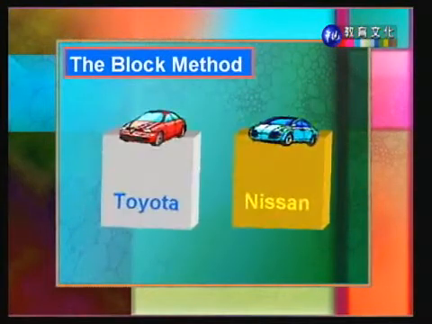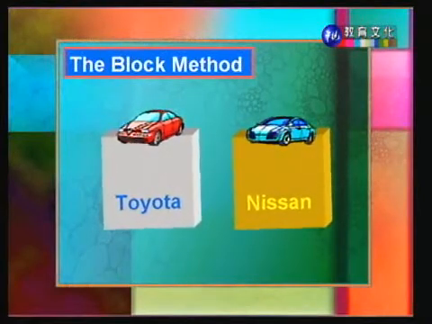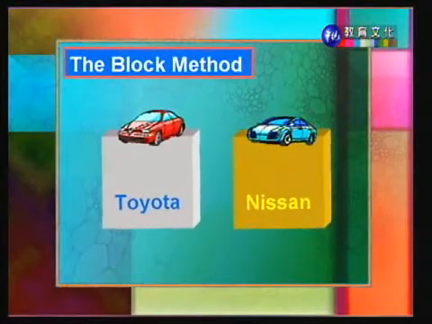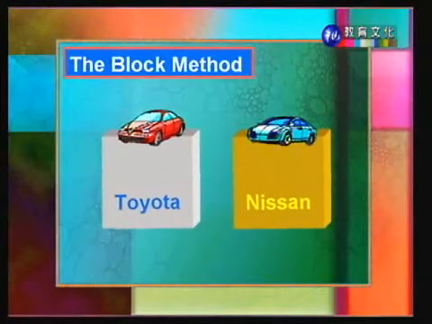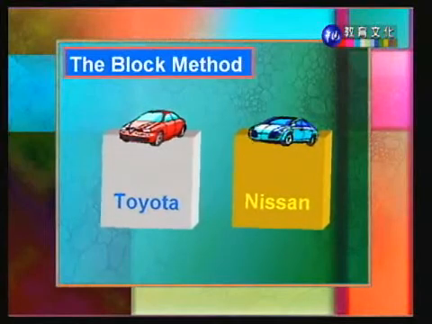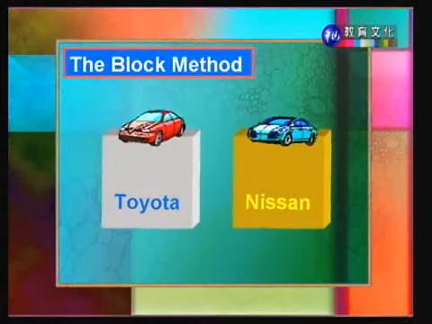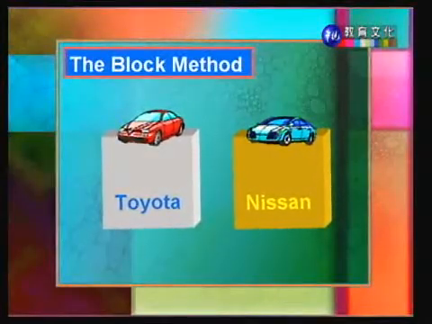Let's make this example more concrete. Let's say that you want to compare two types of cars, a Toyota and a Nissan, for example. So in the block method, you'll write all your thoughts about Toyota in one block, and then you'll put all your thoughts about Nissan in the next block.